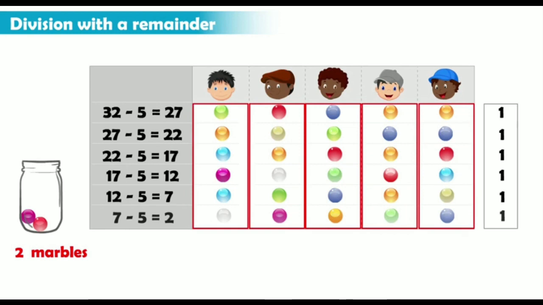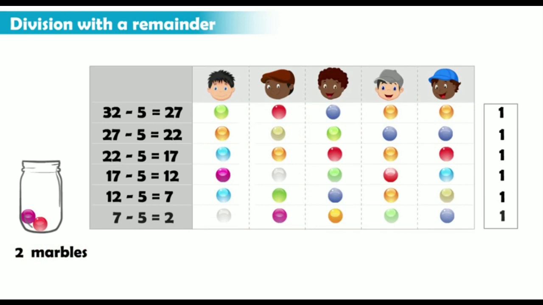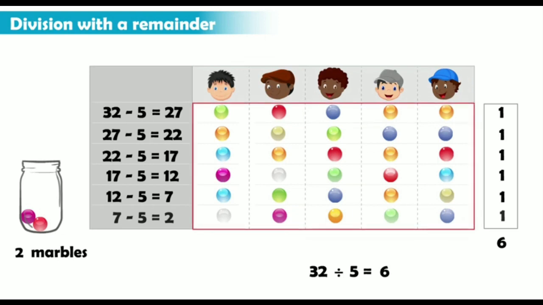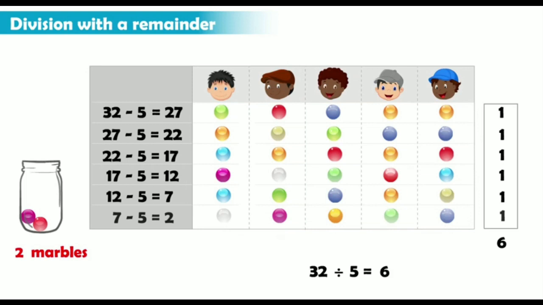So let us count the number of times each player has received the marble. We have 6. So, to divide 32 marbles among 5 people, each player gets 6 marbles, which takes away 30 marbles, and 2 is left out of 32. We can say that 2 is the remainder.